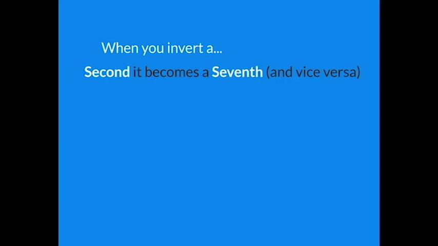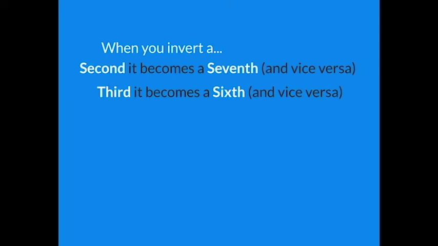So there's actually a pattern to how the number components of the original and inverted intervals relate to each other. So whenever you invert a second, it becomes a seventh, and whenever you invert a seventh, it becomes a second. When you invert a third, it becomes a sixth, and when you invert a sixth, it becomes a third. And when you invert a fourth, it becomes a fifth, and of course a fifth becomes a fourth.